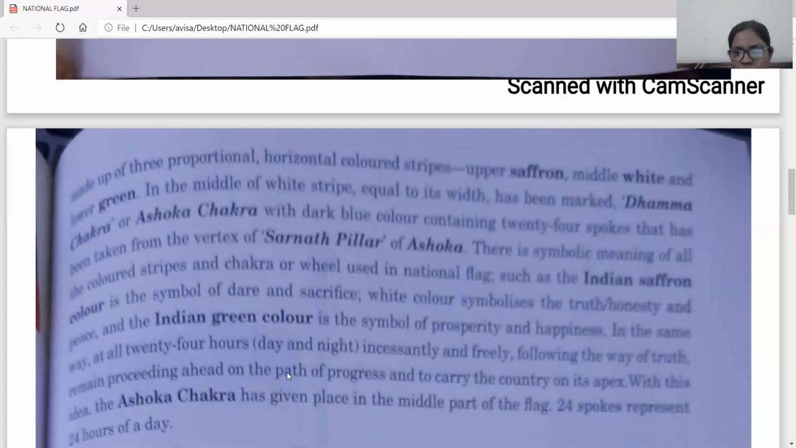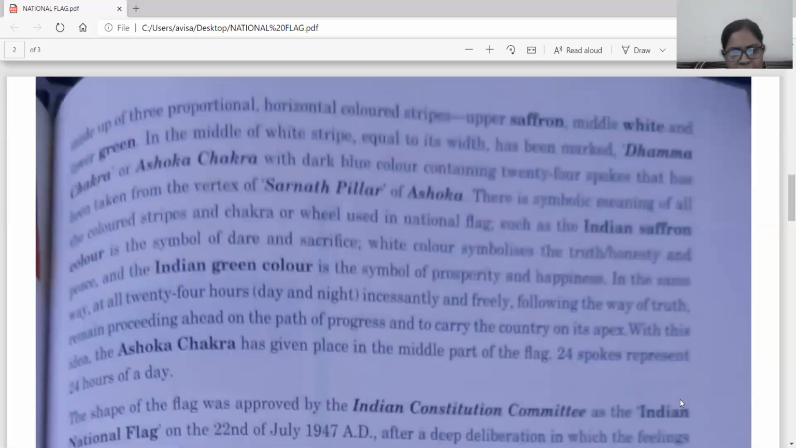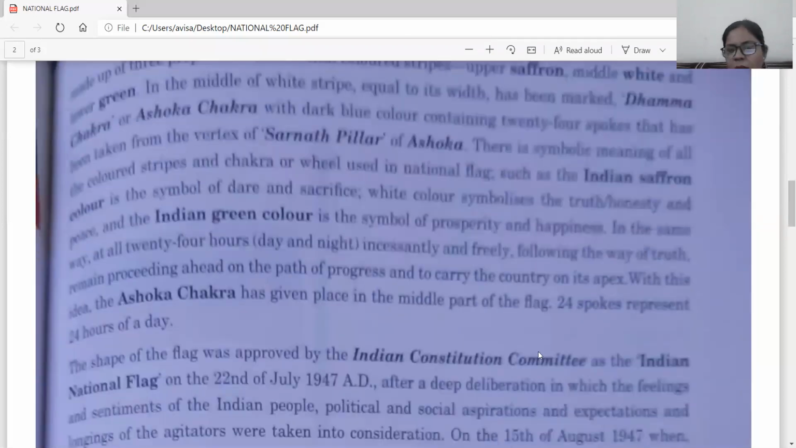You are working, moving on, following the way of truth, proceeding ahead on the path of progress, and carrying the country to its apex. With this idea, the Ashok Chakra has been placed in the middle part of the flag. The 24 spokes represent the 24 hours of a day.